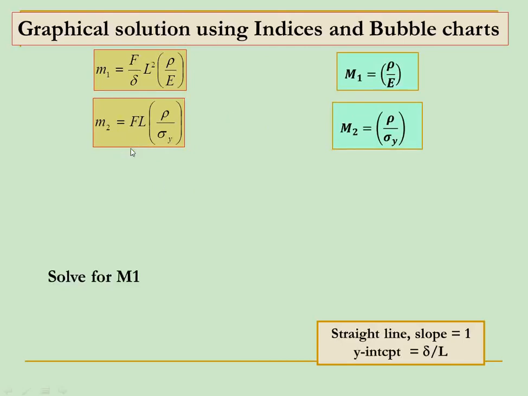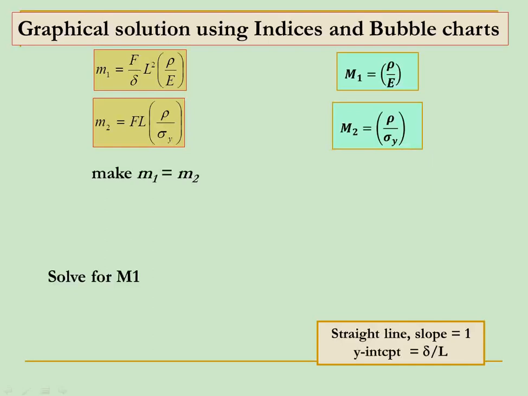Keep in mind that in these examples for multiple constraint problems, we are going for minimization of the index. I am not taking E upon rho as the index, I am just taking rho upon E and rho upon sigma y as the indices. That is why the mass m1 will be minimized if rho upon E is minimized. This is just a different way of looking at things. So I have mass equation 1 and mass equation 2, out of which we take the material indices: m1 with rho by E, m2 with rho upon sigma y.